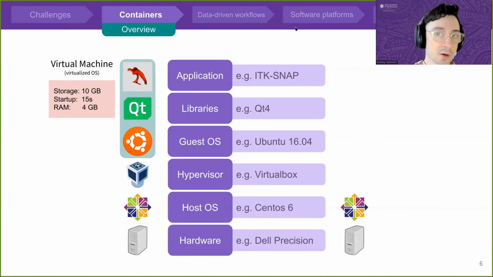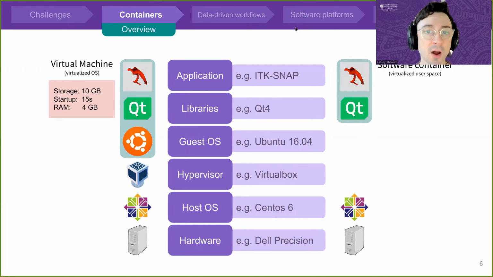We still have our workstation running CentOS 6, but on top of this, we instead directly install ITK Snap into what we call a software container. So instead of virtualizing the entire operating system, a container virtualizes a layer called the user space and communicates directly with the host operating system using technologies called namespaces and C groups.